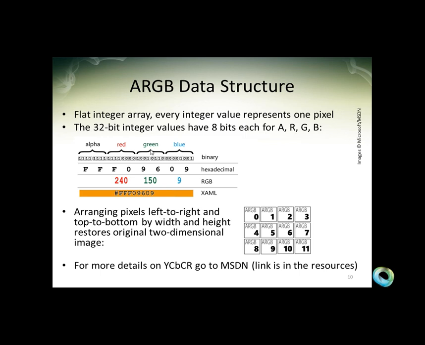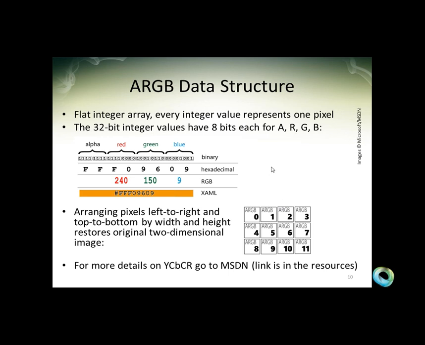The arrangement of the pixels within the array is from left to right and top to bottom, which means in this small example here, we have an original image that is 4 by 3 pixels in size, and the integer array that is returned by the camera will simply lay out these pixels as rows. And to restore the original dimensions of the two-dimensional image, you would use this left to right and top to bottom arrangement.